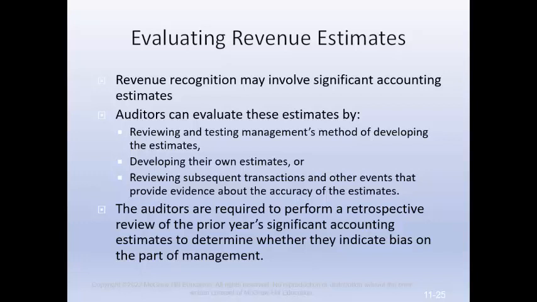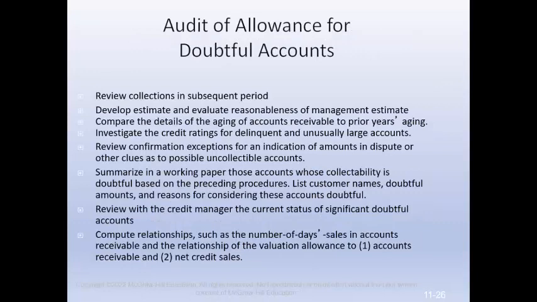The auditors are required to perform a retrospective review of the prior year's significant accounting estimates to determine whether they indicate bias on the part of management. The allowance for uncollectible accounts receivables represents a particularly significant accounting estimate for most organizations. Since the best evidence of the collectability of accounts receivable is payment by the debtors subsequent to the balance sheet date, the approach of analyzing subsequent transactions is an appropriate overall audit approach.